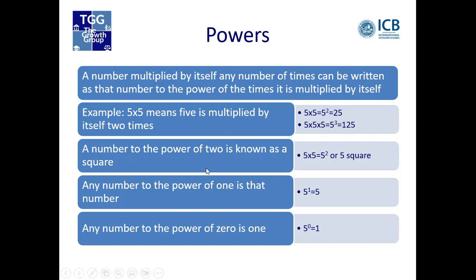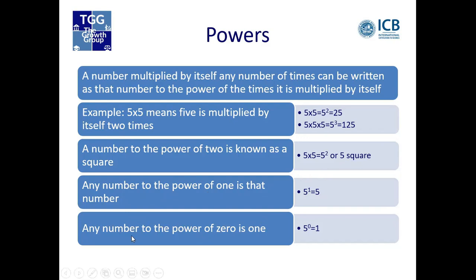A number to the power of 2 is known as a square. So 5 to the power of 2 can just be said as 5 squared. And any number to the power of 1 will always be that number. So 5 to the power of 1 is 5. A million to the power of 1 is a million.